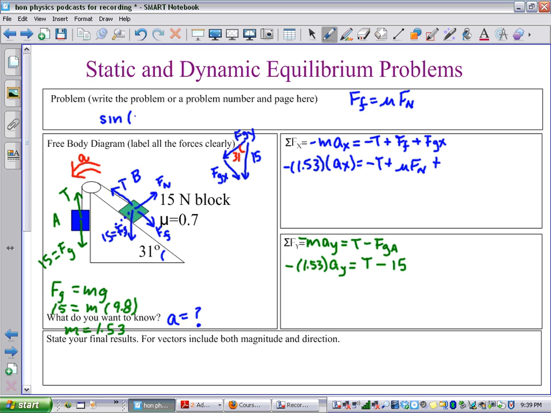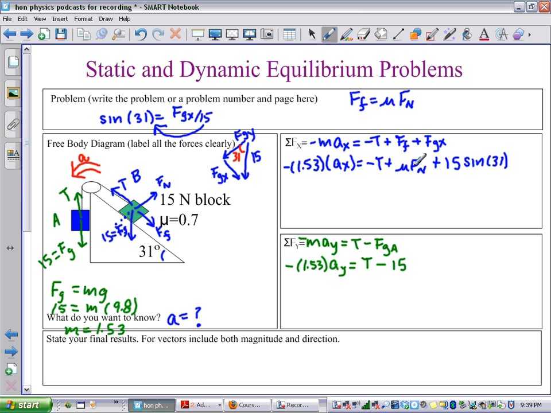Fgx is opposite to the 31-degree angle, so sine 31 is Fgx divided by 15. So if I move 15 over to this side right here, I can put in 15 sine 31. And that's just a number. I can multiply that out. So look at that. We've got a lot of variables there, and this Fn is really kind of sticking out.